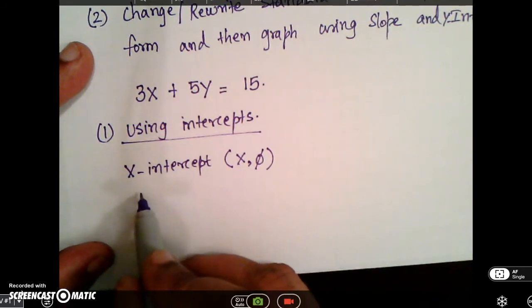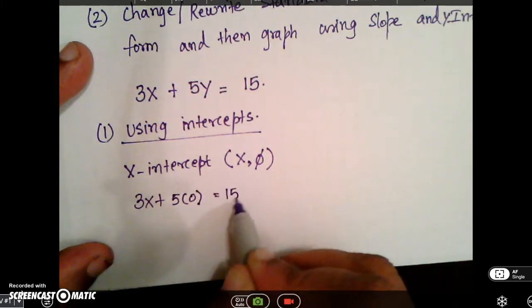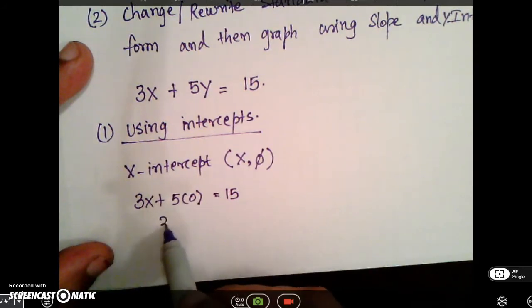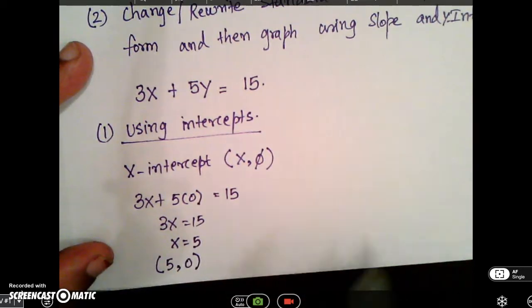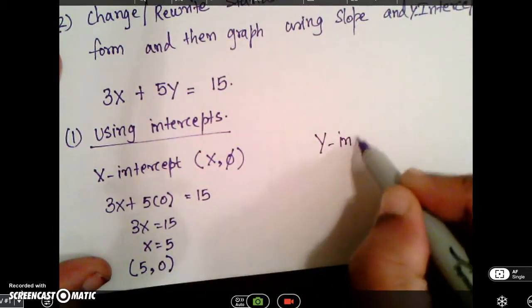So I'm finding my x-intercept. 3x, inputting y as 0, equal to 15. So this whole thing becomes 0. Now I have 3x equal to 15, so x equal to 5. So my x-intercept is 5, 0. That's one point. I'm going to figure out my y-intercept next.